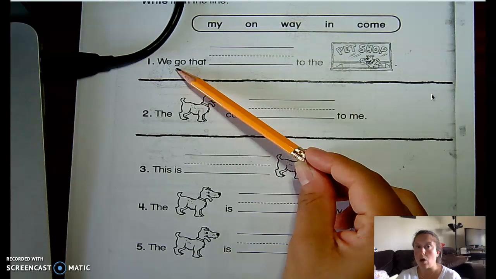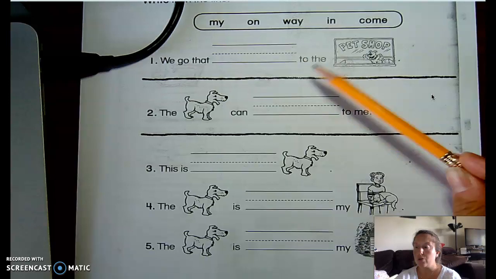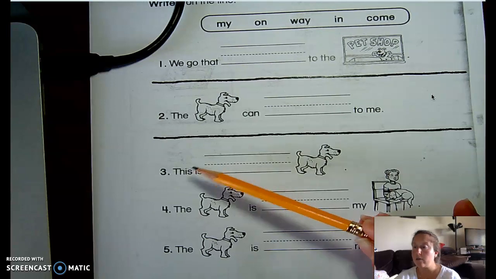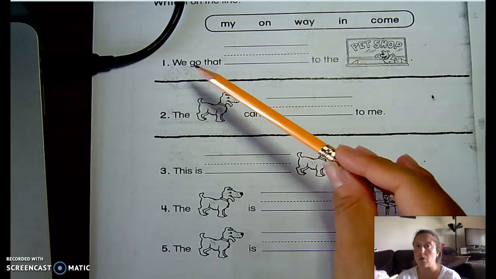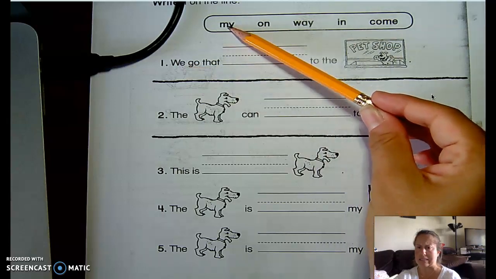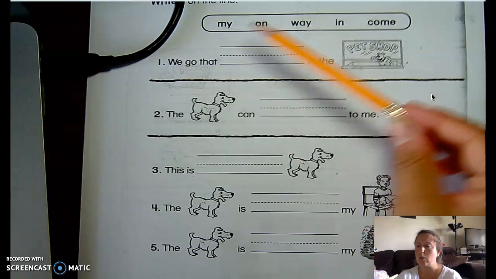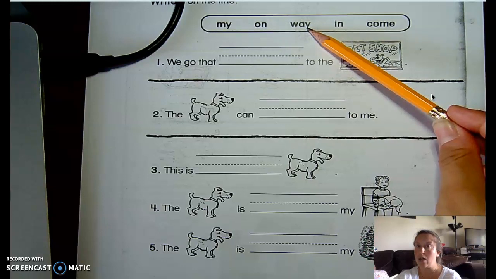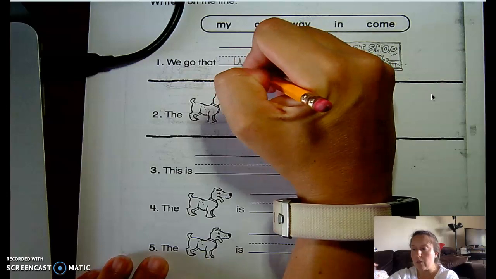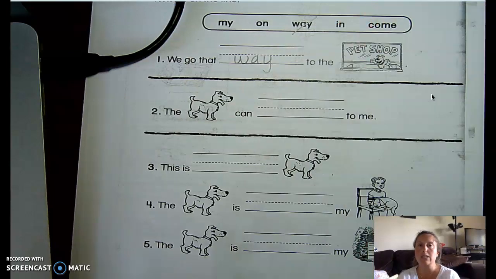We go that blank to the, this is a pet shop. Now, if we look at all of these options, we can do process of elimination. We go that my. We go that on. We go that way. That sounds correct to me. Carefully write it on the line using nice, neat handwriting. Cross it out in the box after you've used it.